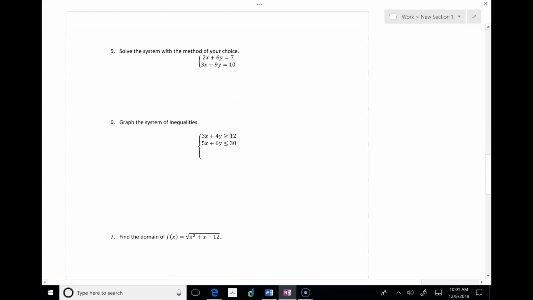Solve the system with the method of your choice. I will solve this one by the elimination method, multiplying the top one by -3 and the bottom one by 2. So here is -6, distributing that in. -6x, -18y equals -21. 6x, positive 18y equals 20.